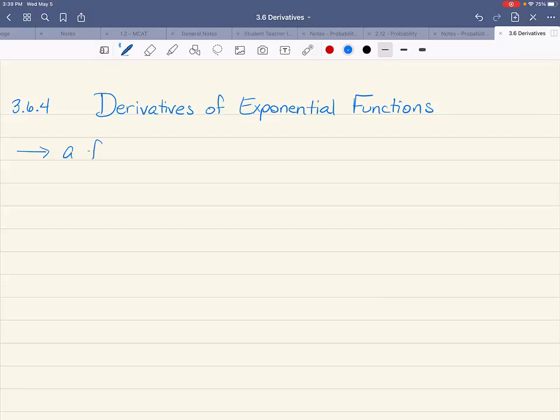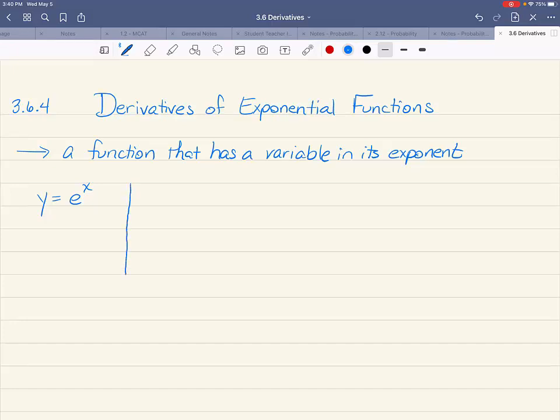It is a function that has a variable of some kind in its exponent. So if the function has the x in the power, it is an exponential function. We are specifically going to focus on one exponential function, which happens to be y equals e to the power of x. If you want to, you can take your calculator and sketch a graph of this function, but I'm going to just sketch it here on paper.